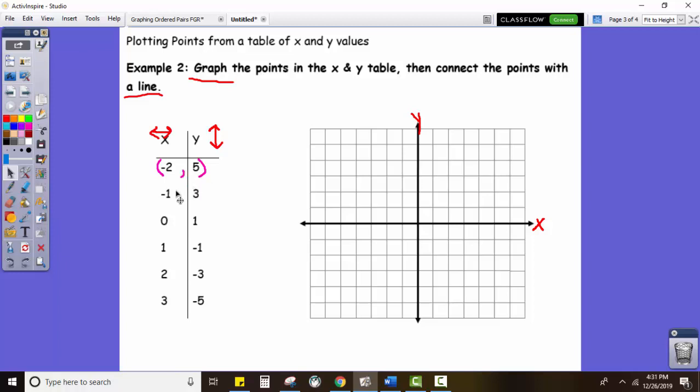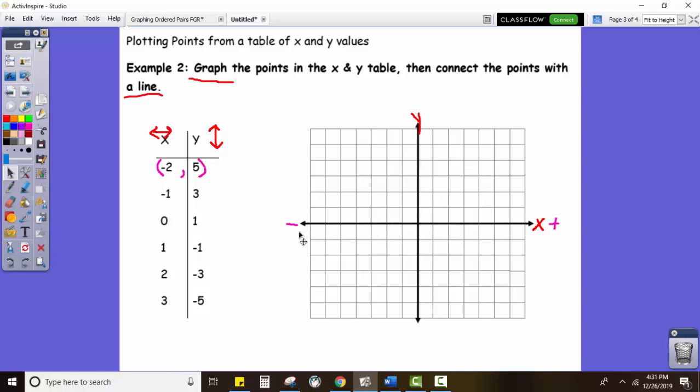But in a table, they're not going to have parentheses and commas. They're just going to have a number on the x side and a number on the y side, and you're going to need to know to plot that. As a reminder, on the x side, to the right is positive, like going up a number line. If you're going down the number line, below 0 would be negatives.